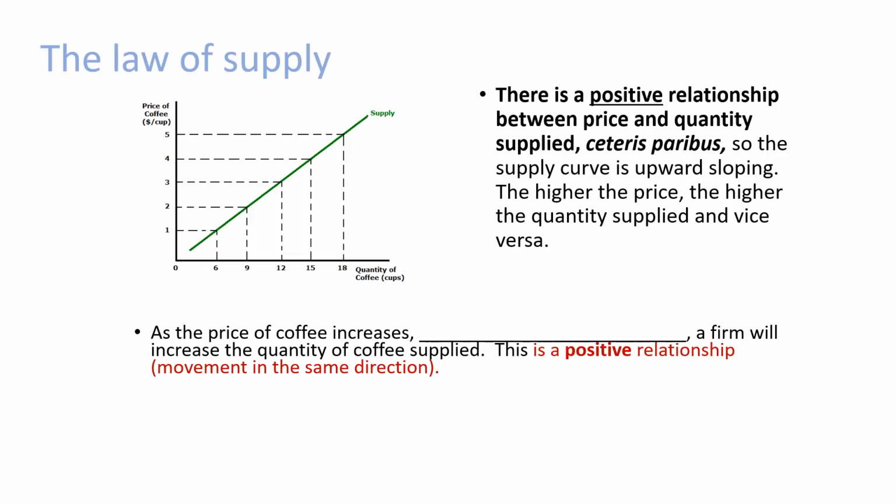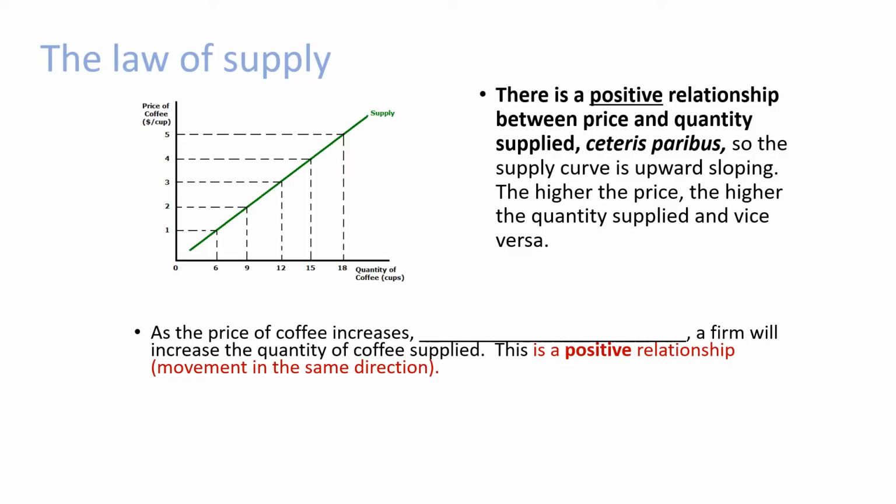So over here, again, we'll go back to this example, which is the price of coffee and the quantity of coffee. Now, as the price of coffee increases, as a supplier, you will offer more coffee because you want to sell more products. So what will happen? A firm will increase their quantity of coffee supplied. We have a positive relationship because the higher the prices, the higher the quantity supplied.